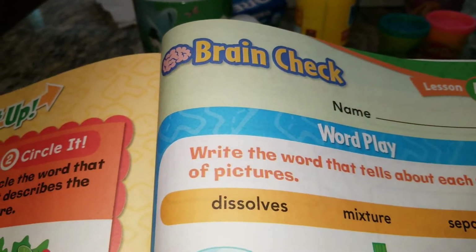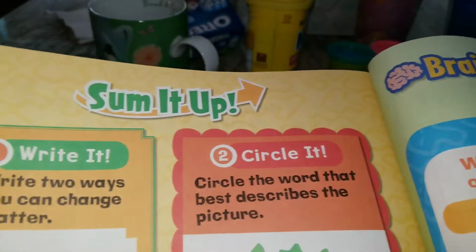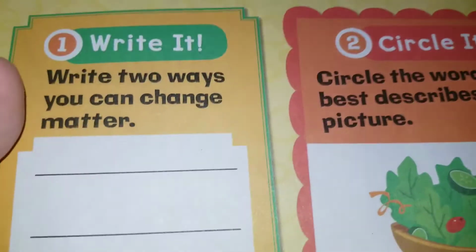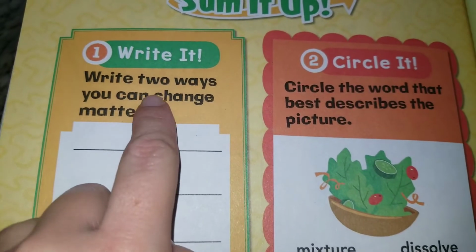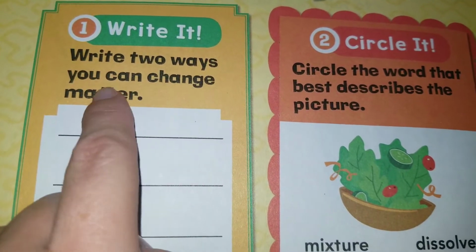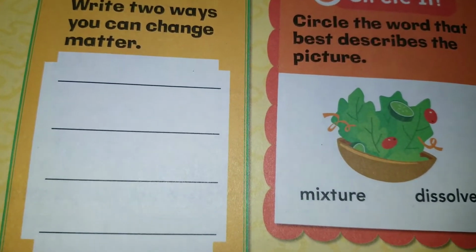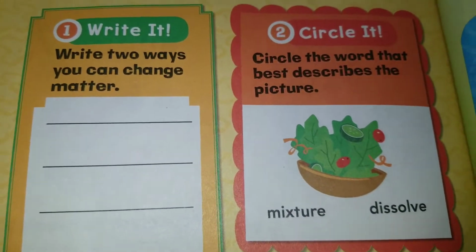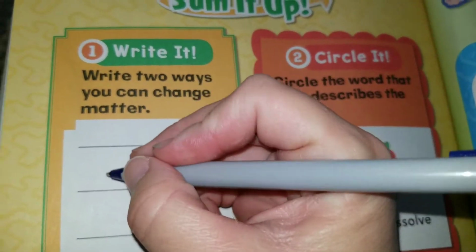Okay, so boys and girls, we're going to our last couple of pages. And first we're going to write it. It says write it. Write 2 ways you can change matter. I don't know if you remember some of the ways that you can change matter. We can change matter by folding.